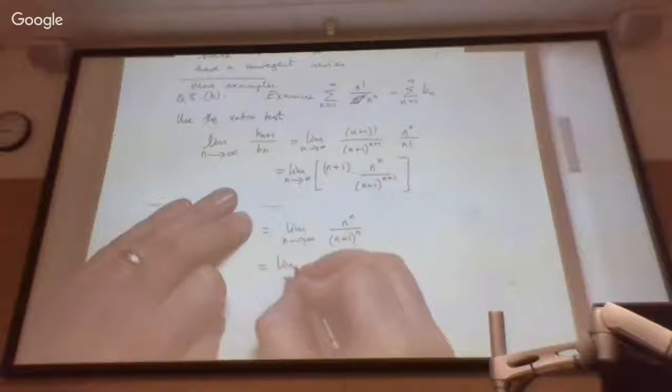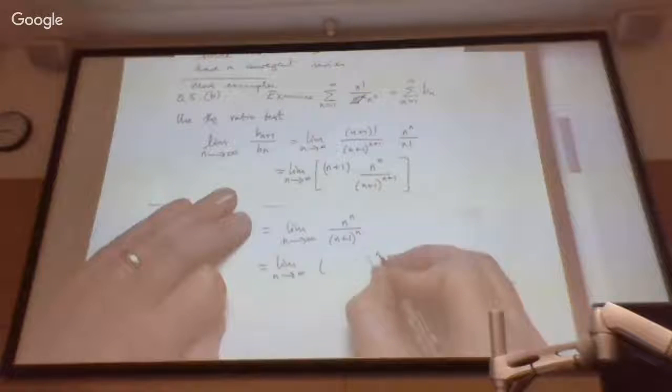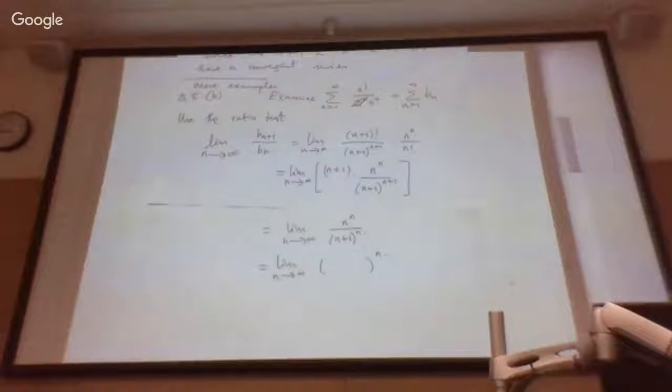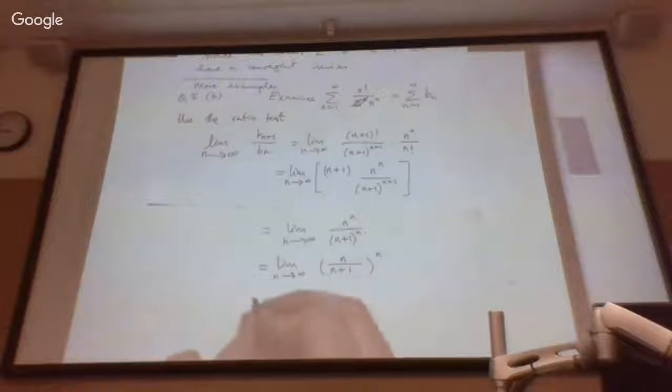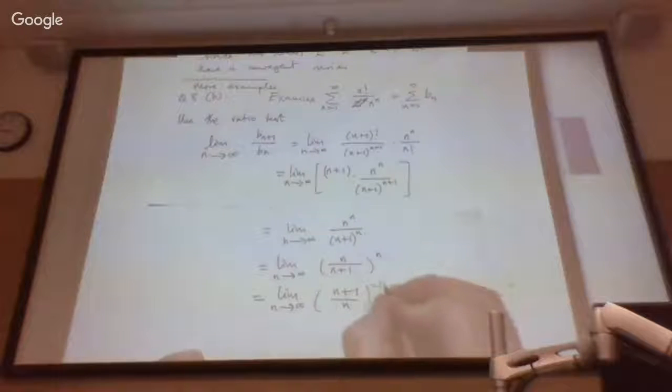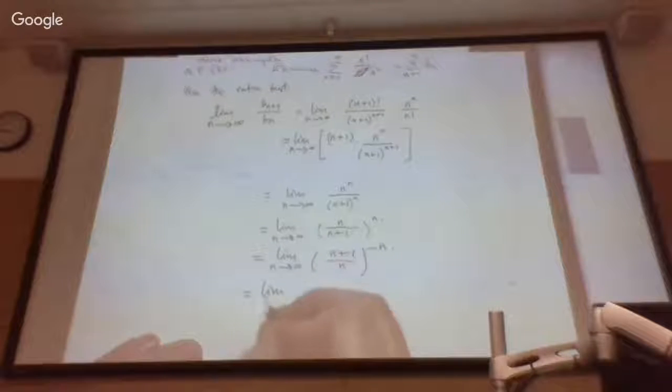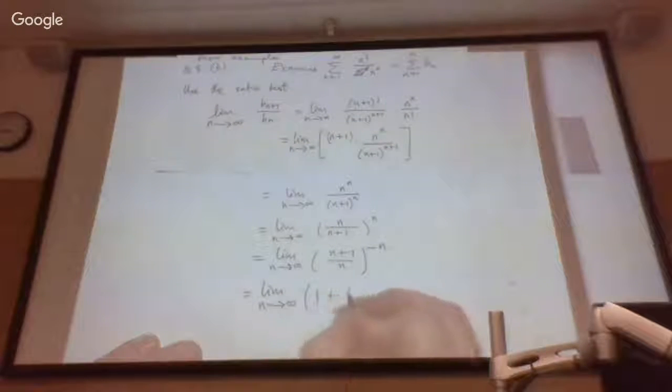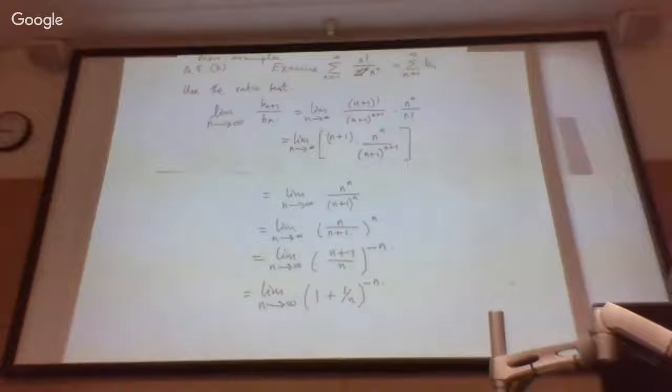And you've got the same power on the top and bottom, so we can just write it as the fraction of those terms raised to the power n. Or another way of writing it is, it's the limit as n goes to infinity of (n plus 1 over n) raised to the power minus n. And the reason I flip it like this is that we can split up the fraction as (1 plus 1 over n) to the power minus n.